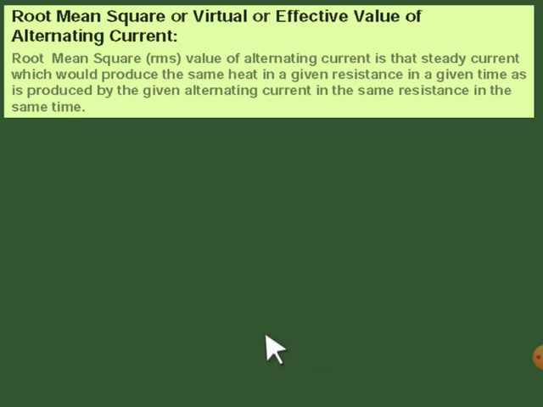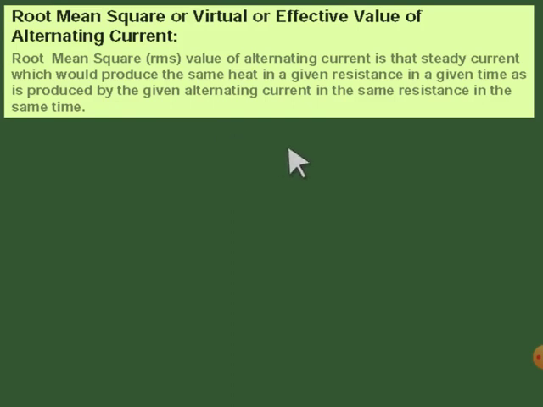So let's try to define it. The root mean square value, virtual value or effective value of AC is that current which produces the same heat in a given resistance in a given time as is produced by the alternating current in the same resistance in the same time.